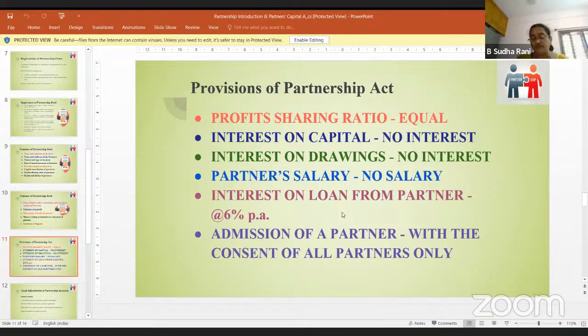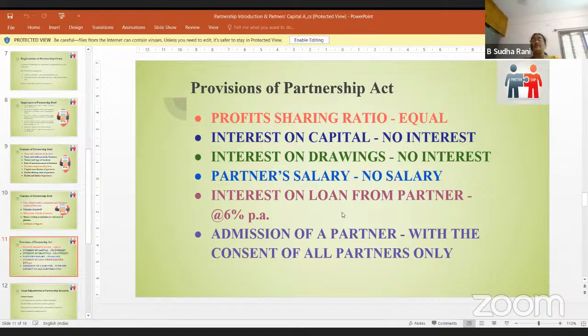The first one is profits. If there is no agreement among the partners regarding how to share the profits, then the profit sharing ratio must be equal. You get questions on this in your examination. Please note down. Profit sharing ratio is equal because if there is no deed, no agreement, then all partners have to distribute the profits in an equal ratio. Next one is interest on capital and interest on drawings.